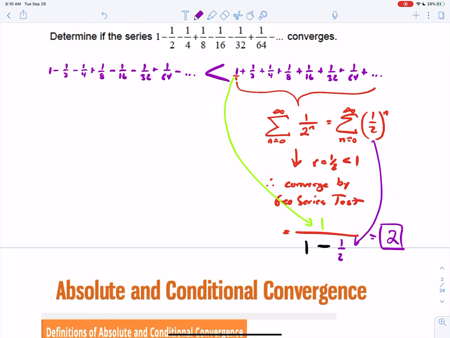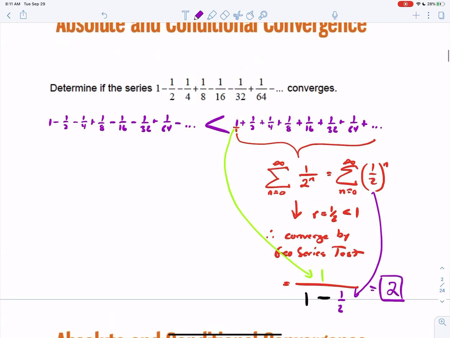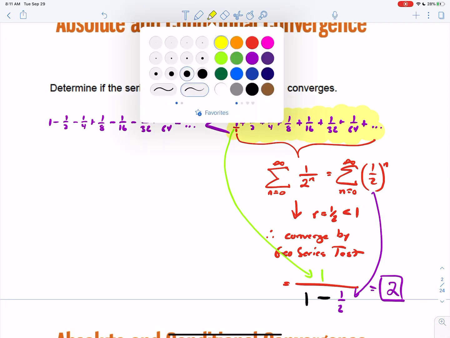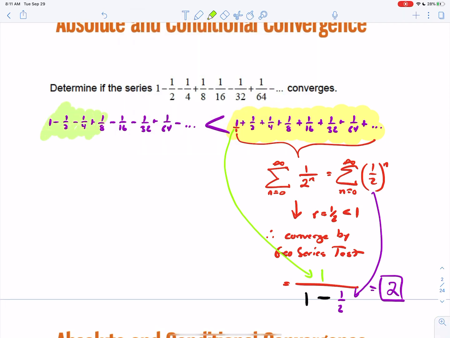So take a look, all right? This series on the right converged, meaning that it's finite, right? Meaning that it overlaps at a certain amount of space here. So is there a statement that we can make about the left series over here?